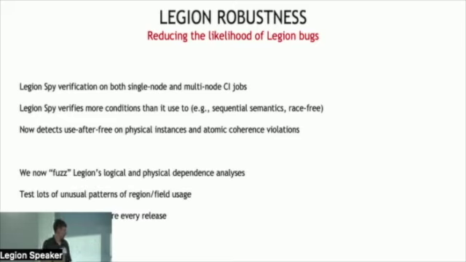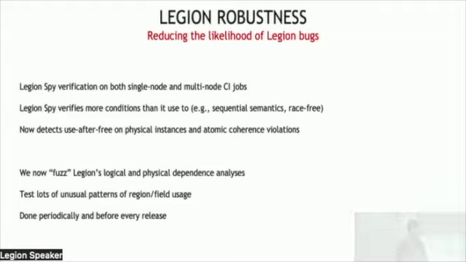And then there's a little bit of advertisement for Elliot's talk tomorrow, but we now fuzz Legion's logical and physical dependence analysis stages, effectively generating all sorts of interesting combinations of data usage and privileges and regions and fields to really exercise Legion's dependence analysis and coherence analysis. I'm going to let Elliot talk more about that tomorrow, but we do this periodically. I do it about once a month. I run the fuzzer on stuff and see where we are. And then Elliot does it before every release.